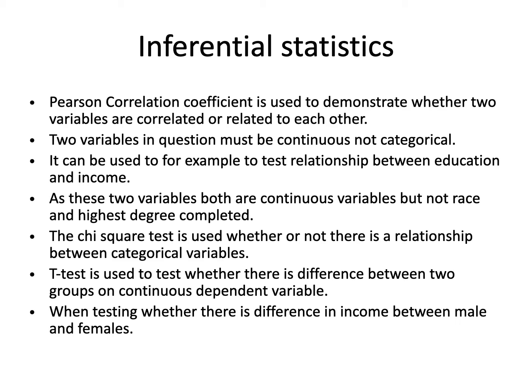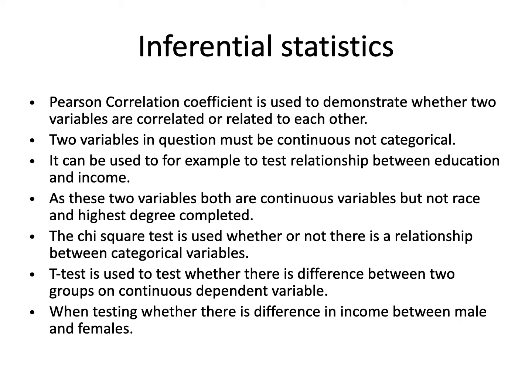So chi-square statistics is used to show the relationship between two categorical variables. Similarly, the t-test is used to test whether there is a difference between two groups on a continuous dependent variable. For example, we would select the t-test when testing whether there is a difference in income between males and females.